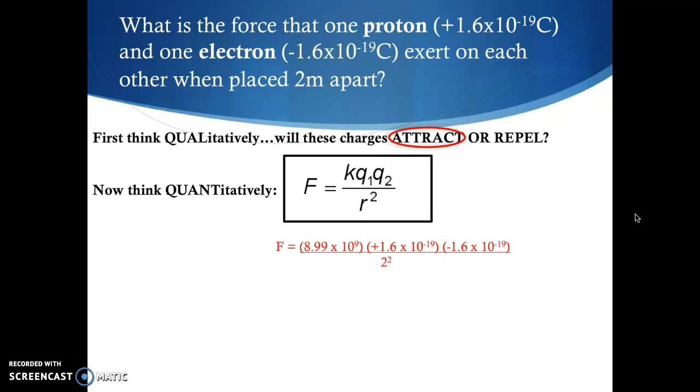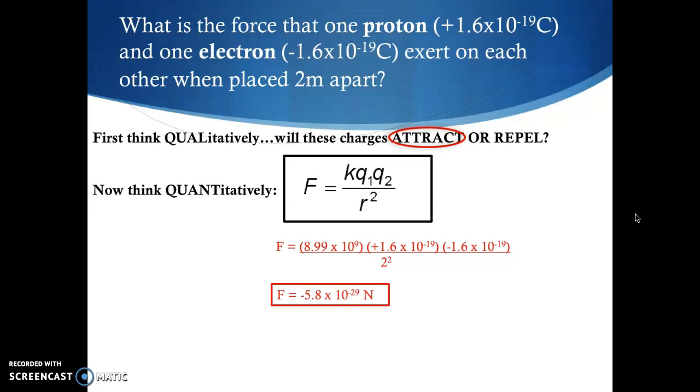Now, as you're typing this into your calculator, there are a lot of exponents. There's a lot of scientific notation, so be very careful when typing it in. Another very common mistake is when typing it into your calculator, you need to put the entire numerator in parentheses and then divide by that 2 squared. So in the end, you should get about negative 5.8 times 10 to the negative 29th newtons. If you are not getting this number as your answer, go back and double check your calculator. Are there parentheses around the numerator? And are you dividing that numerator by 2 squared?